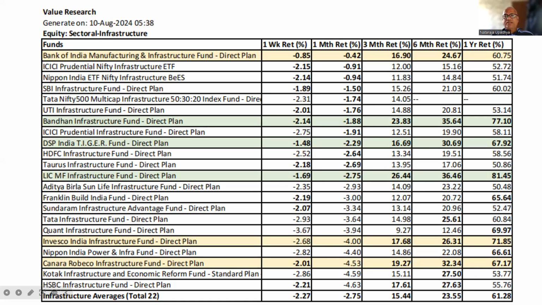So now we are discussing infrastructure funds. There are totally 22 infrastructure funds. The ones that made it to the green are Bandhan Infrastructure Fund, DSP India Tiger Fund, LICMF Infrastructure Fund. But all these funds had a negative return for the month, and their annual returns are good. Bandhan gave 77.10%, DSP India Tiger gave 67.92%, LICMF Infrastructure gave 81.45%. Except that there has been a correction recently. Hopefully they will bounce back.